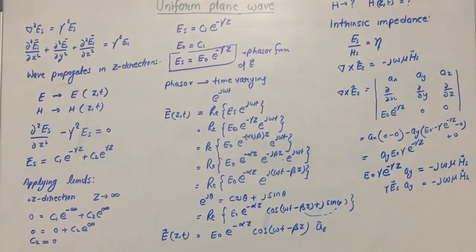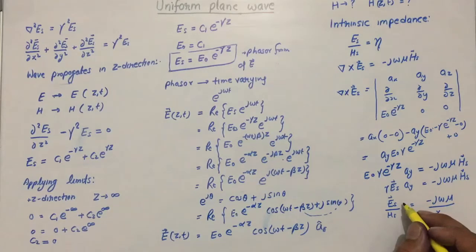Okay. Now from here we can find the ratio between this and this. That will be Es divided by Hs, which is minus j omega mu divided by gamma. Just for the time being, if we assume only the magnitude, then it will be gamma.